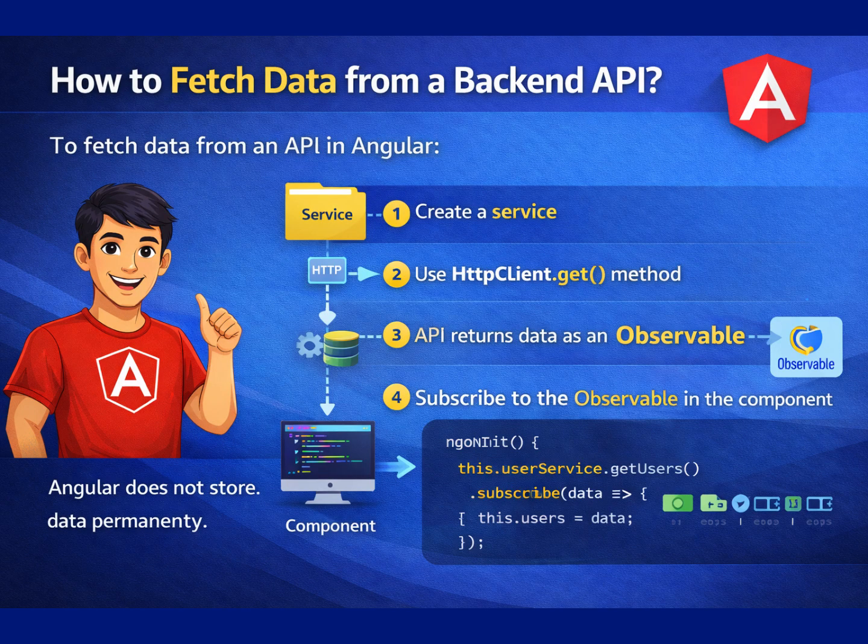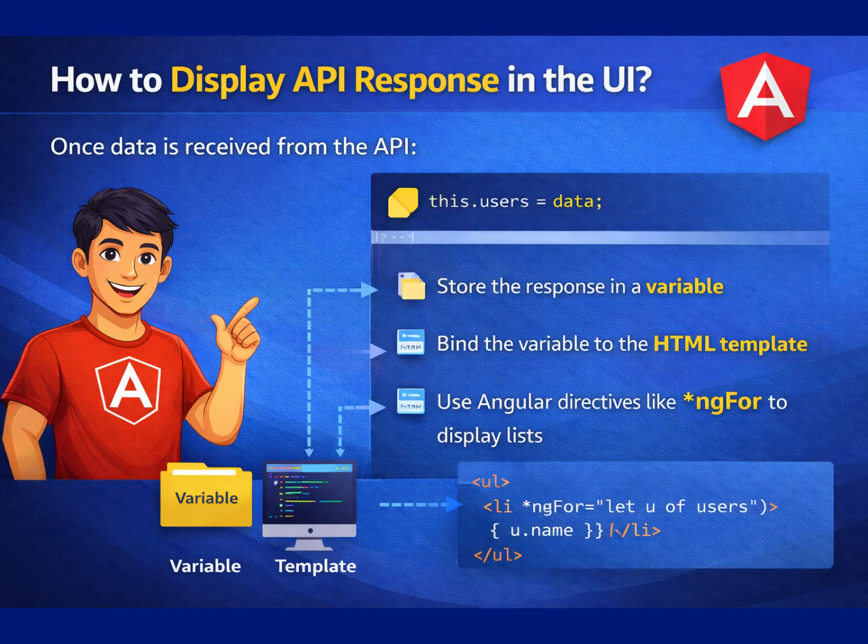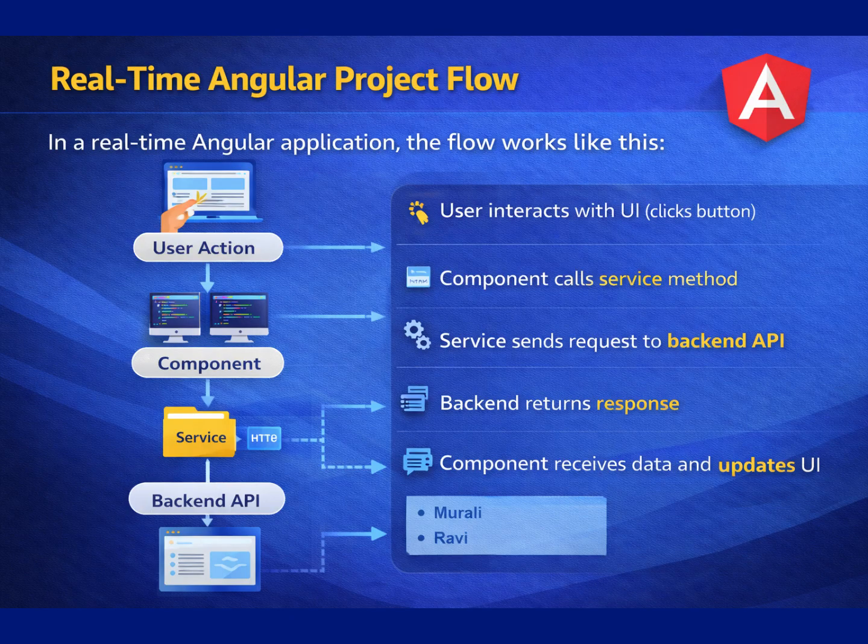How to fetch data from a backend API. To fetch data from an API in Angular, create a service, use http.get method, API returns data as an observable, subscribe to the observable in the component. How to display API response in the UI. Once data is received from the API, store the response in a variable, bind the variable to the HTML template, use Angular directives like ngFor to display lists.